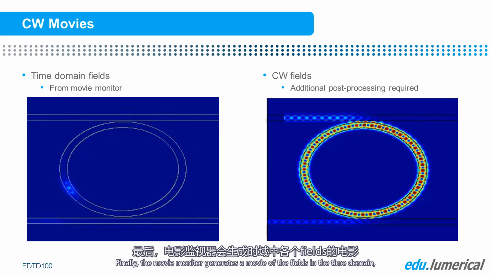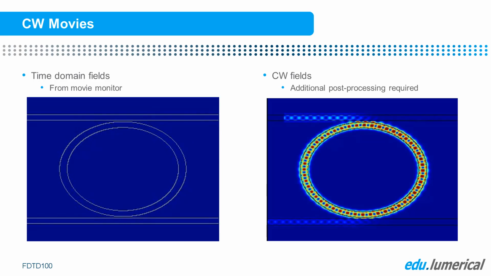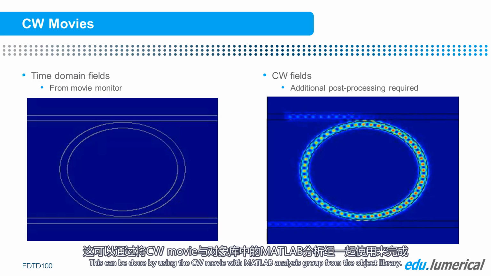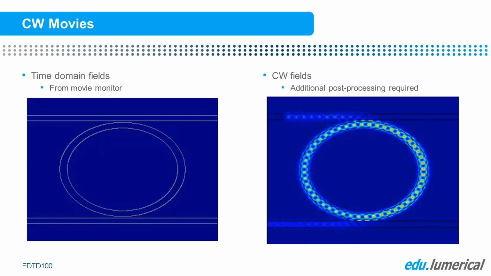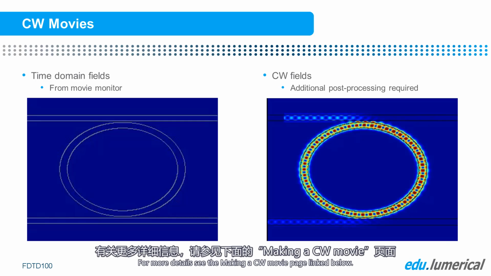Finally, the movie monitor generates a movie of the fields in the time domain, but it's also possible to generate a movie to show the steady-state response at a particular frequency. This can be done using the CW Movie with MATLAB analysis group in the object library. This uses the frequency domain monitor and exports the monitor data to MATLAB where a movie can be generated. For more details, see the Making a CW Movie page linked below.